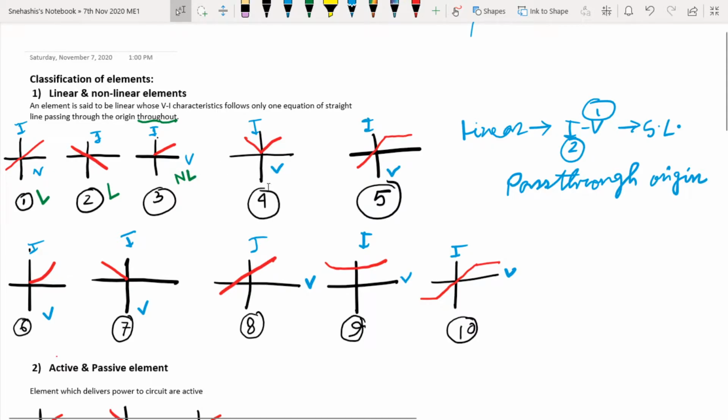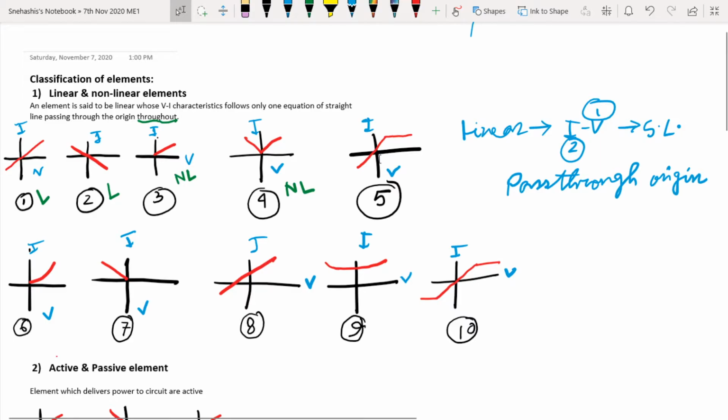In the same analogy, diagram 4, it is passing through origin but the slopes are not the same. I mean to say, it is not a straight line at all. Like here in this case, the straight line starts from here and ends here. Here it starts here and ends here. Here it starts here, so it should have ended here, passing through origin throughout. That is the meaning of the words passing through origin throughout. But after it reaches origin, it changes its way. So it is not a throughout case. So it is also a nonlinear element.